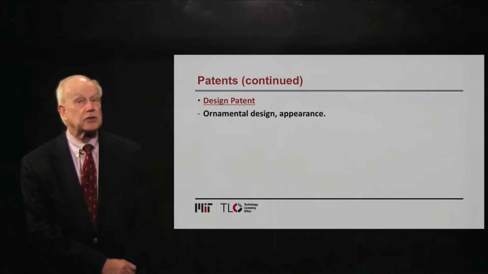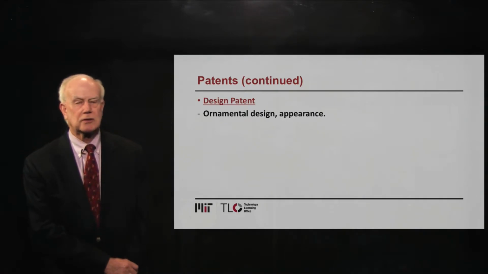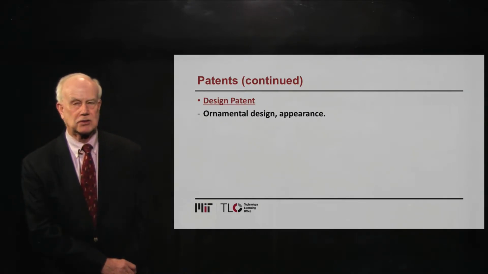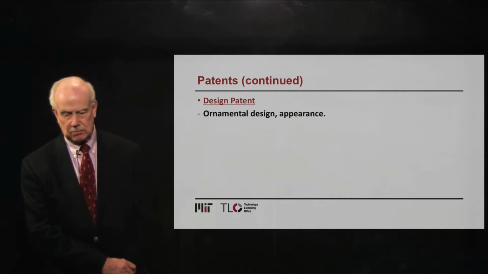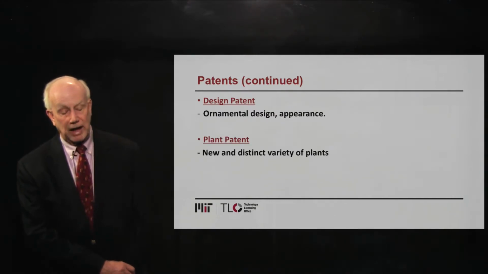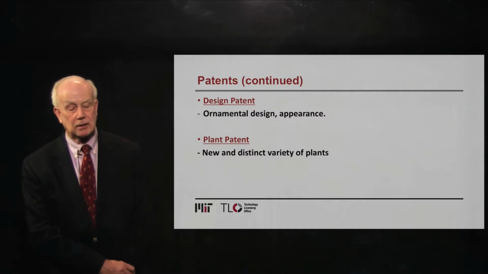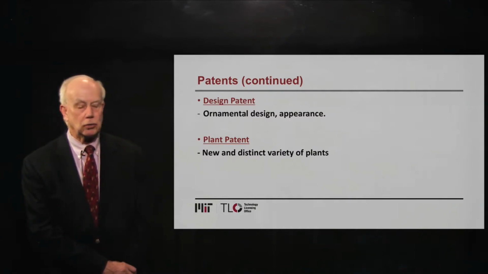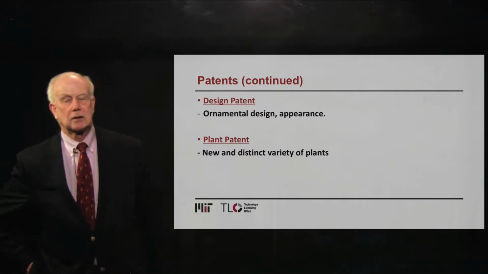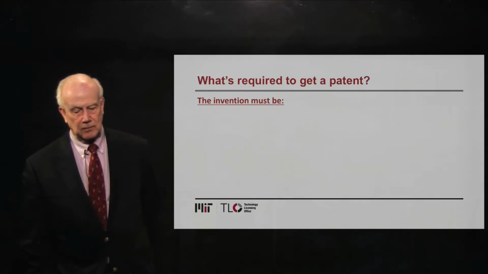Design patents are another type of patent. A design patent covers the ornamental design of something, just its appearance. And we have a few design patents here at MIT, but not very many. And plant patent is the other type of patent, and this would be a patent covering a new or distinct variety of a plant. And that is not common here at MIT.